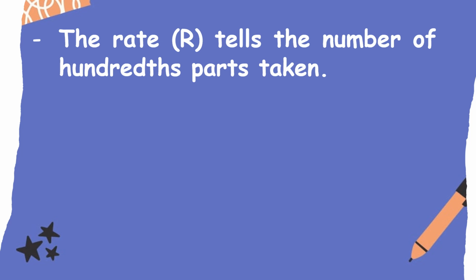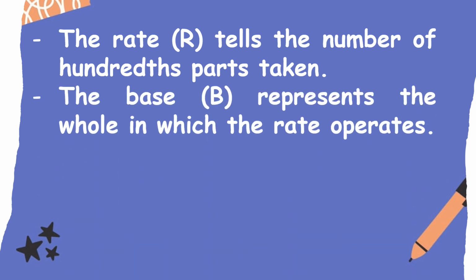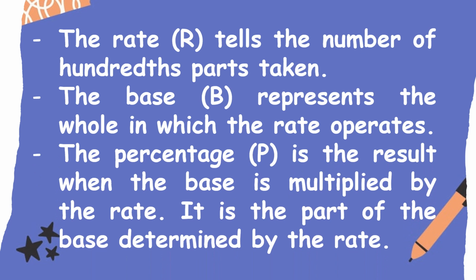So the rate, or letter R, tells the number of hundredths parts taken. The base, or letter B, represents the whole in which the rate operates. And the percentage, or letter P, is the result when the base is multiplied by the rate. It is the part of the base determined by the rate.